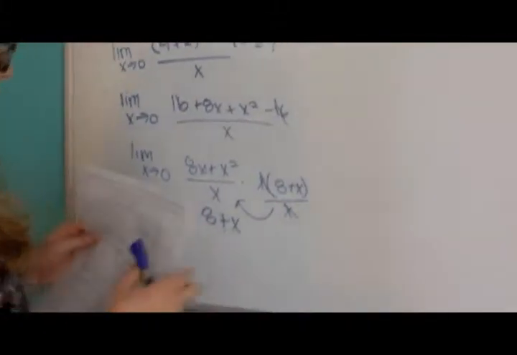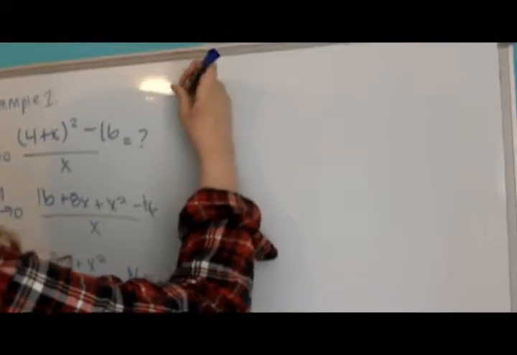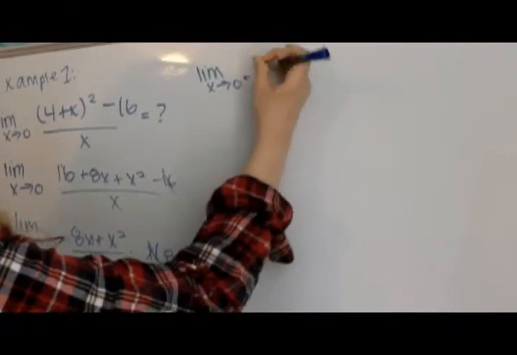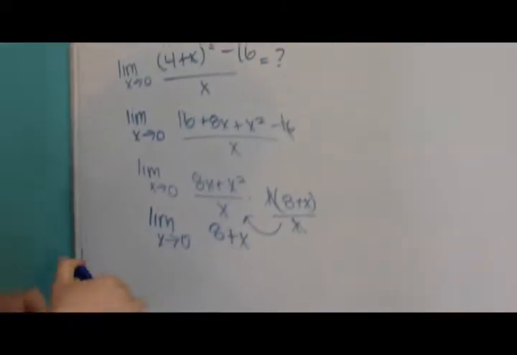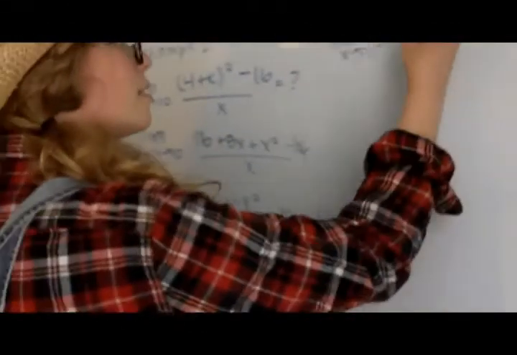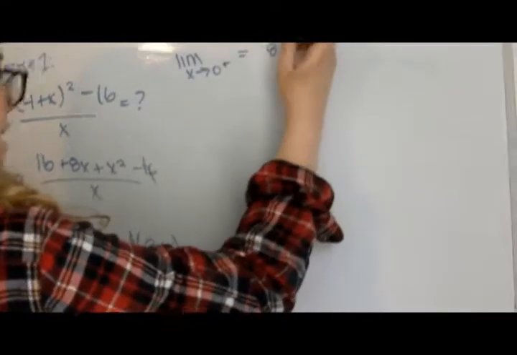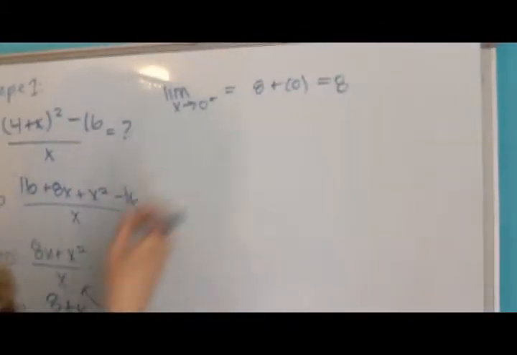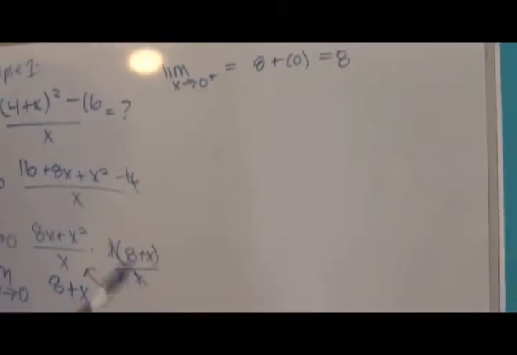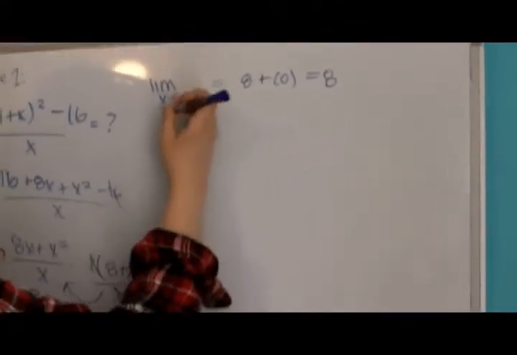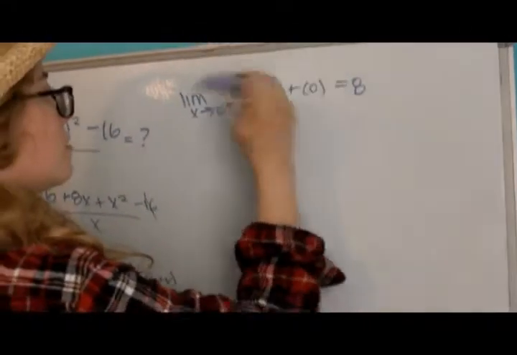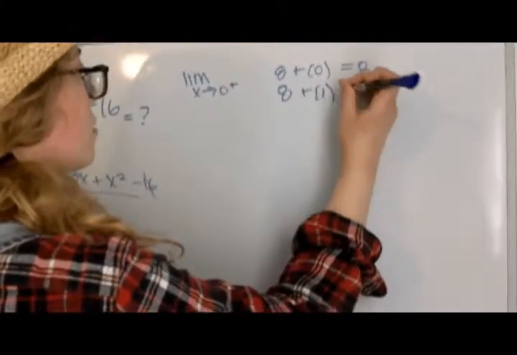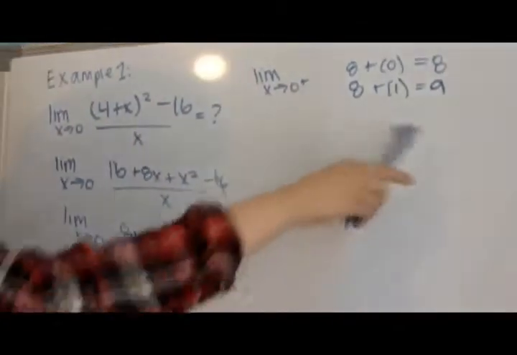So first, you've got the limit as x approaches 0 from the right. What you're going to do is plug 0 in for x. So you've got 8 plus 0, and that's going to equal 8. And as you can tell, if you would plug in something else, such as 1, on this side, it's 9.